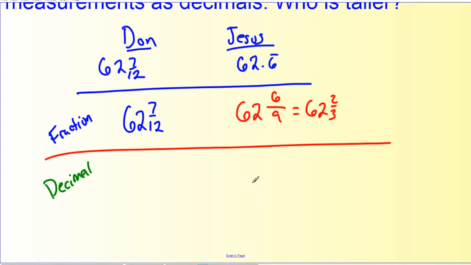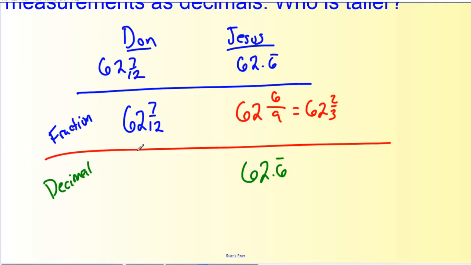Alright, so this one here is already a decimal. It started up here as 62.6 repeated, and if you change this into a decimal, you're going to get the same thing. If you take 2 divided by 3, you're going to get 0.6 repeated. Okay, so it's already a decimal.